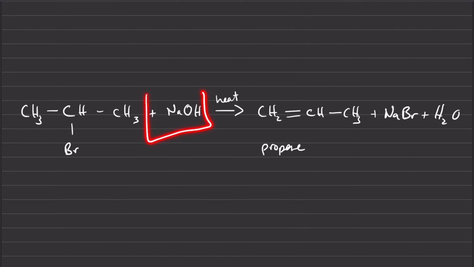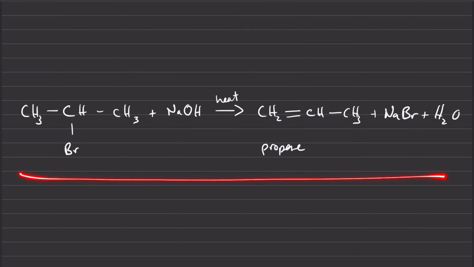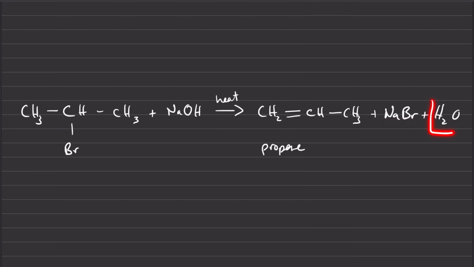Elimination reactions usually involve heating a haloalkane in reflux with a concentrated solution of sodium hydroxide. Now that equation is in those notes and I'm going to have it drawn up on the screen right now. The reaction produces the alkene, sodium bromide, and water.